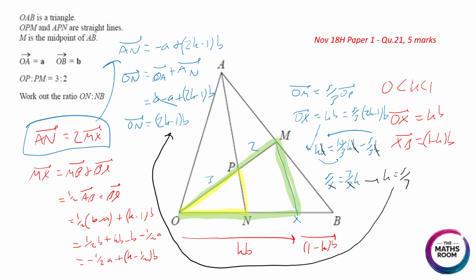Well, if K is 5/7, let's go back here. We now know the vector O to N. When we're trying to find the ratio ON to B, 2 lots of 5/7 is 10/7 minus 7/7 is 3/7 of B. So O to N is 3/7 of B. If O to N is 3/7 B, the remaining bit, N to B, must be 4/7 B. Well, clearly that's just in the ratio 3 to 4. So I think the answer should be 3 to 4. That's the final answer, should be.